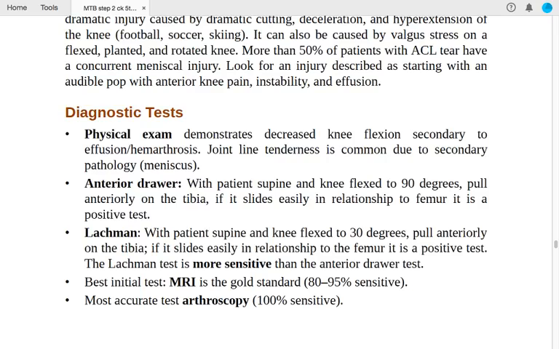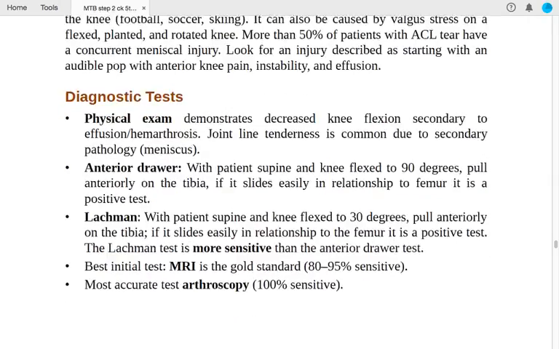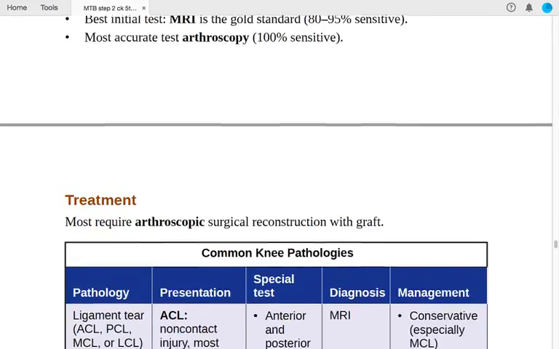Now the best initial test is MRI. MRI is considered to be the gold standard, with 80 to 95% sensitivity. And the most accurate test is arthroscopy. Arthroscopy has 100% sensitivity in the case of anterior cruciate ligament tear. So how are we going to treat this patient?